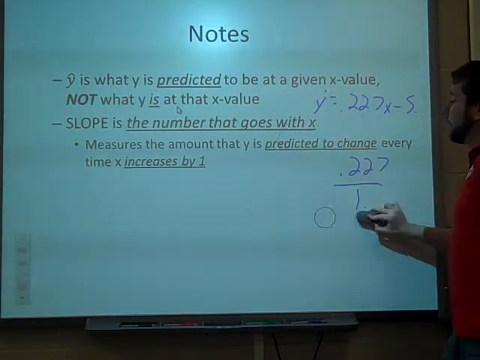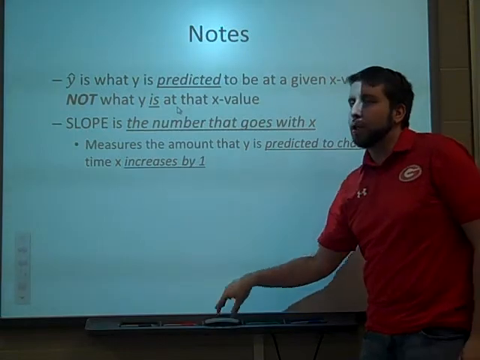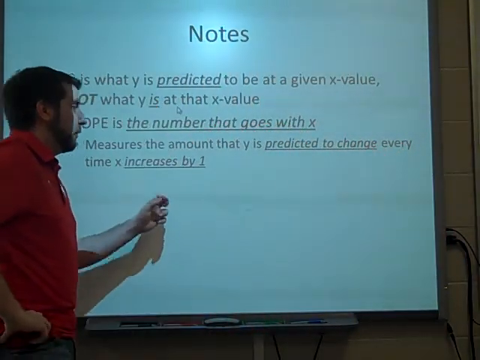So what is y doing every time x goes up by 1? For each additional increase in x.